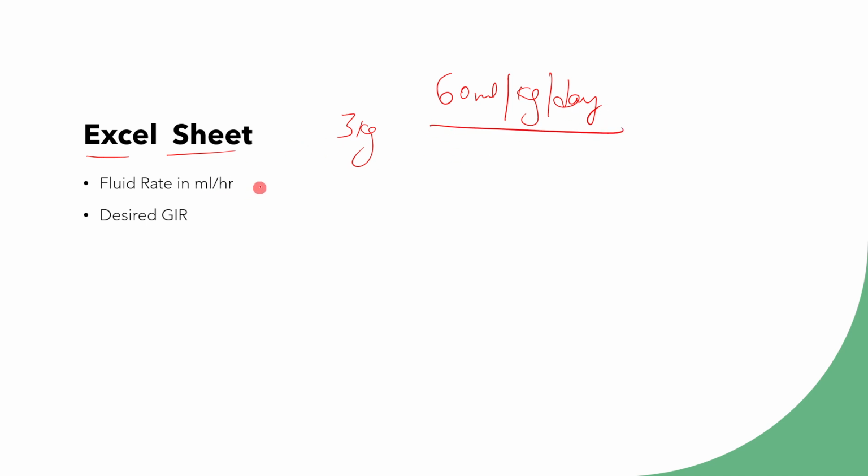So the fluid rate for this baby comes to 7.5 ml per hour. So 7.5 ml per hour is the total infusion rate which the baby will be receiving. What we usually do is split the required dextrose into two solutions.